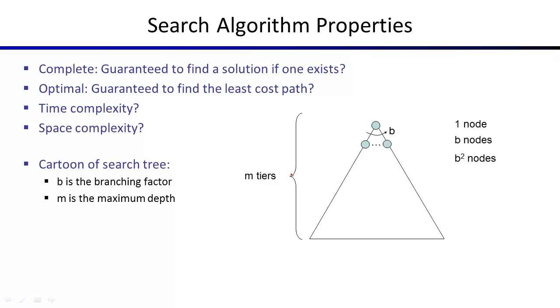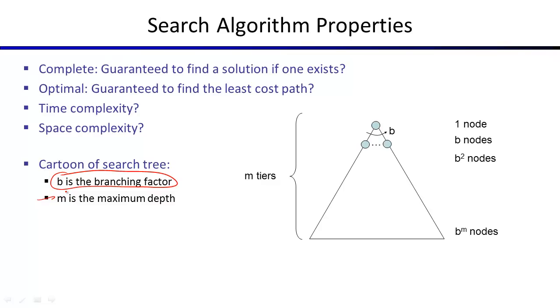Now let's define some notation. B is the branching factor. It's an upper bound on the number of successors any state can have. M is the maximum depth. For some search trees, M would be infinity, right? But in general, there's some number M that is the maximum depth in your search tree.